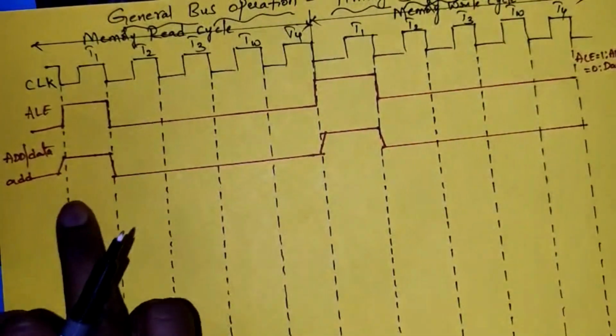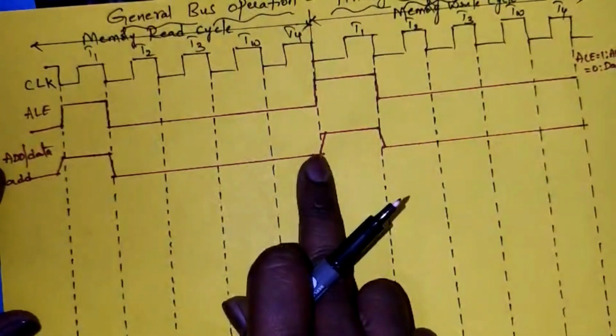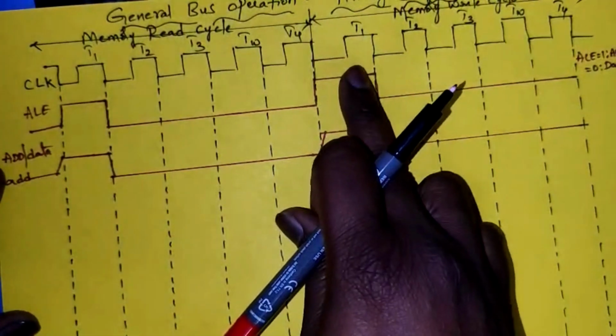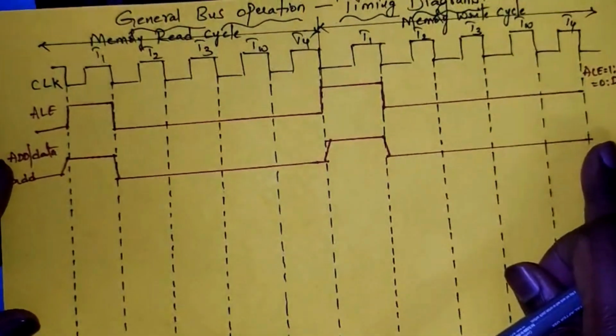Whenever ALE is equal to 1, address is active. Remaining all clock cycles address is inactive. Again for the write cycle, during ALE 1 the address is active. ALE 0, address is inactive.